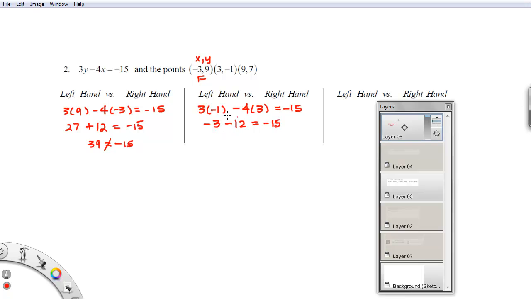So now let's finish simplifying this. A negative 3 minus 12 is a negative 15. A negative 15 does equal a negative 15. So that one is a true statement.